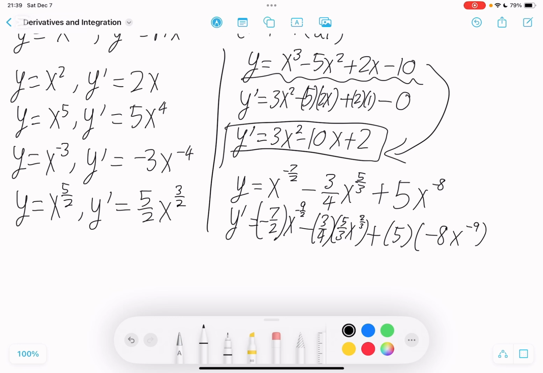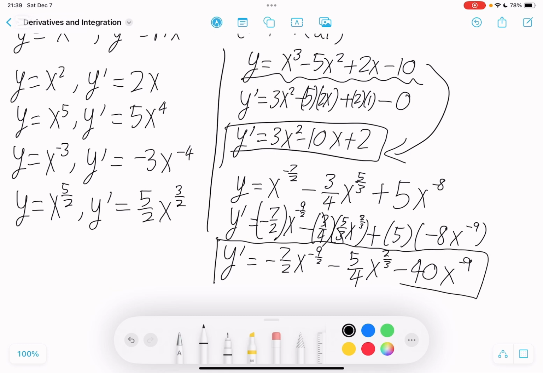So this means that the derivative of y, so we simplify, is negative 7 over 2 times x to the power of negative 9 over 2 minus, the 3's cancel out. Oh, they actually cancel out. Okay, so this is minus 5 over 4 times x to the power of 2 over 3. Minus 40, because 5 times negative 8 is negative 40, so minus 40 times x to the power of negative 9. So that is the answer.